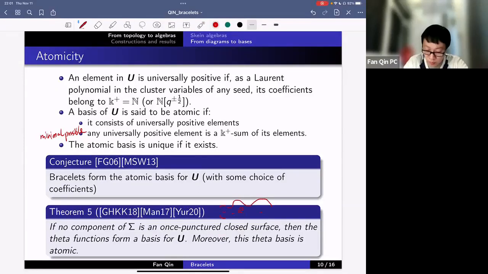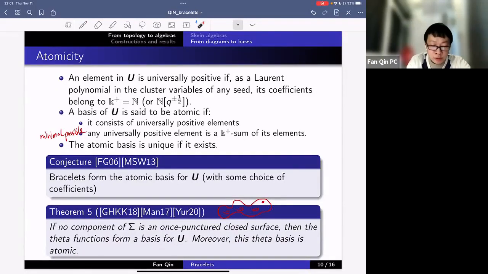So it's a surface without boundary and with a unique bound point. If it has no component like this, then the theta functions form a basis. This was due to Gross-Hacking-Keel and Kontsevich, and by a result of Yuri-Gusan, I think. And then Travis Mandel further showed that this theta basis is atomic.